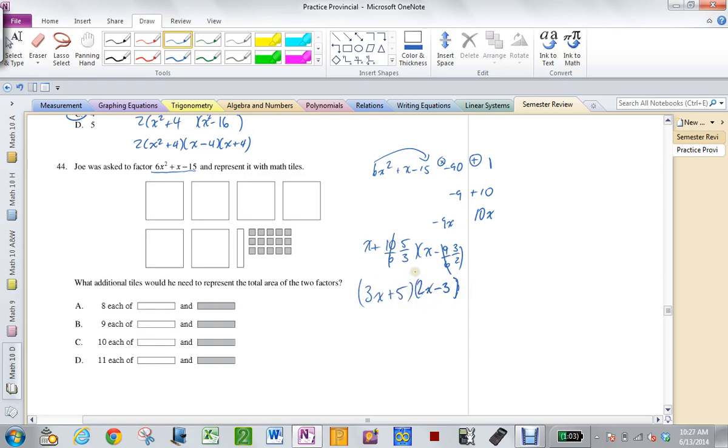So when I multiply them out, I get my 6x squareds. 1, 2, 3, 4, 5, 6. There's my 6x squared, so I'm okay. 5 times 3 is negative 15. There's my negative 15. So I just need the middle ones. So 3 times 3x times negative 3, I need negative 9x's. 5 times 2, I need 10x's. I have one positive x. So I need 10 positive x's. So that means I got to add 9 positive x's. And I need negative 9 negatives. So it's right there, 9 of each. 44 is b.